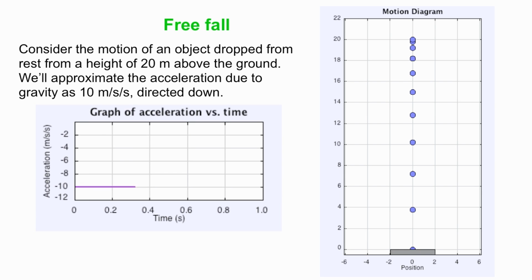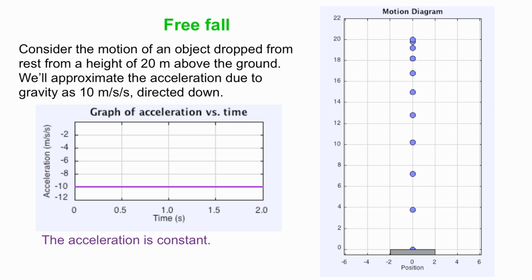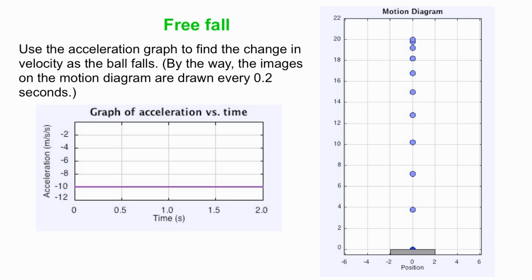Lovely. And here's our graph of acceleration as a function of time that goes along with that. You see the acceleration is constant at minus 10 meters per second squared. Okay, great. So now we'll look at it again, but what we're going to do is use the acceleration graph to find the change in velocity. The change in velocity is the area under the curve. Nice rectangle. The area is the height, 10 meters per second squared with a negative sign, times the width, 2 seconds. That's an area of minus 20 meters per second.